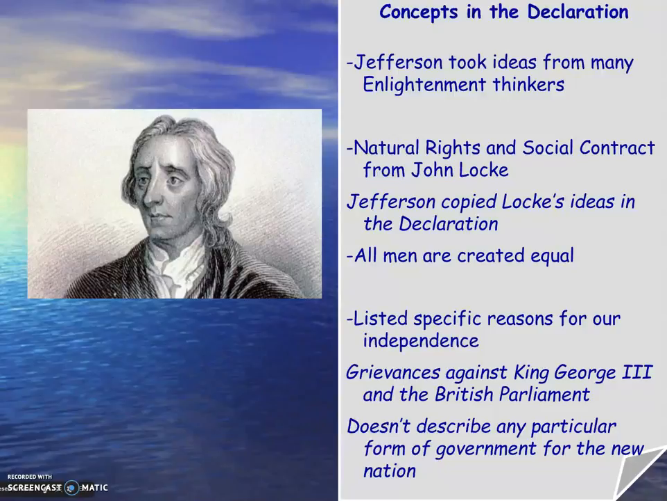So we see some various concepts in the Declaration that really are very clear from the Enlightenment thinkers during this time period. We see the ideas of natural rights and the social contract from John Locke, and it's almost like you can tell Thomas Jefferson just kind of directly copied some of these Enlightenment thinkers. And again, he's going to put some of those ideas in there and then kind of give those reasons why we were separating. He is going to list these against King George III as well as British Parliament.